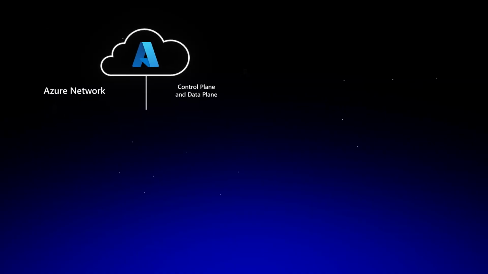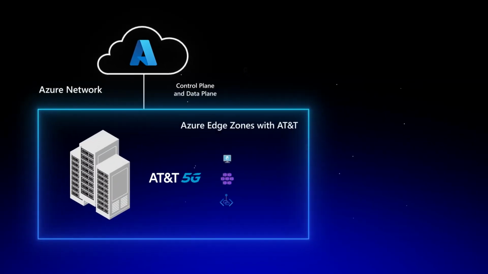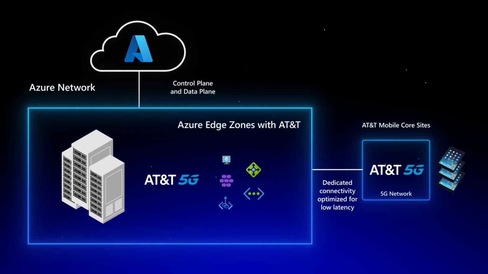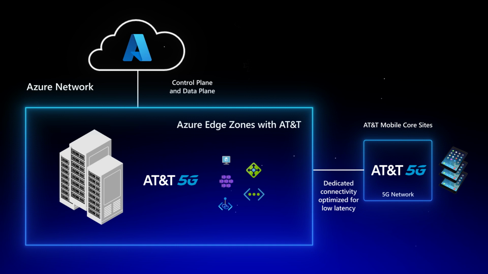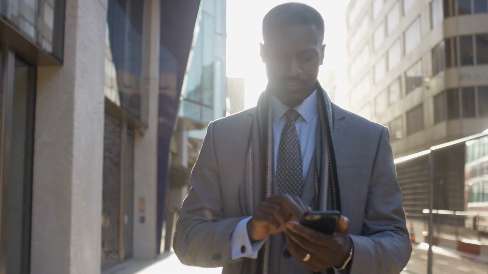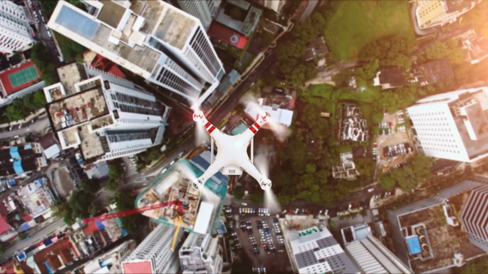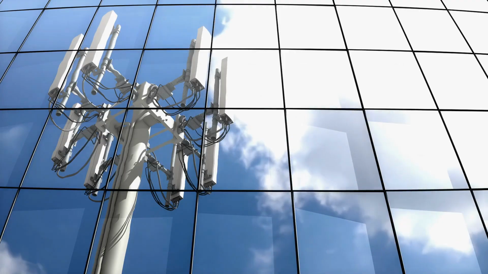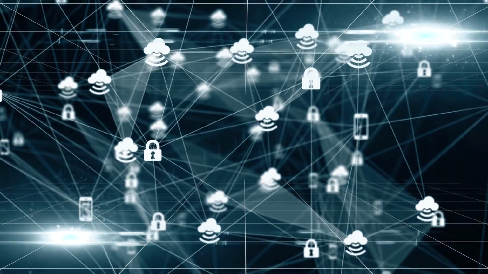Applications deployed leveraging the Azure services can have connectivity to the AT&T Mobility Core network. This is achieved through a dedicated, optimized 5G connectivity through our edge site locations. Microsoft and AT&T customers and partners are beginning to realize the benefits of edge computing with mobile connectivity.